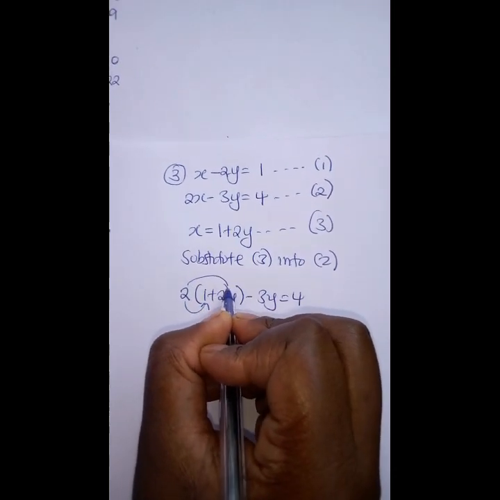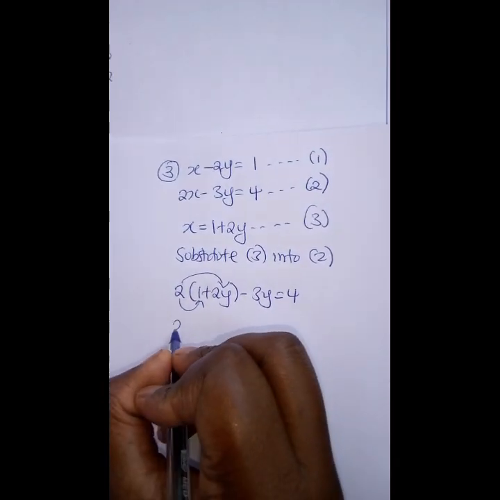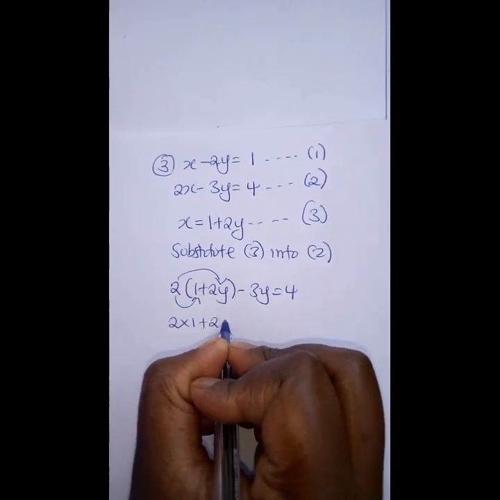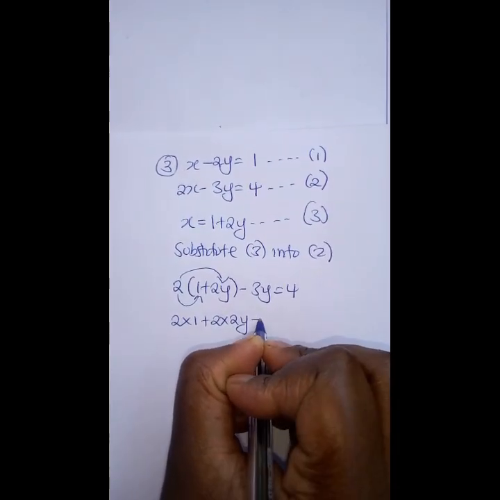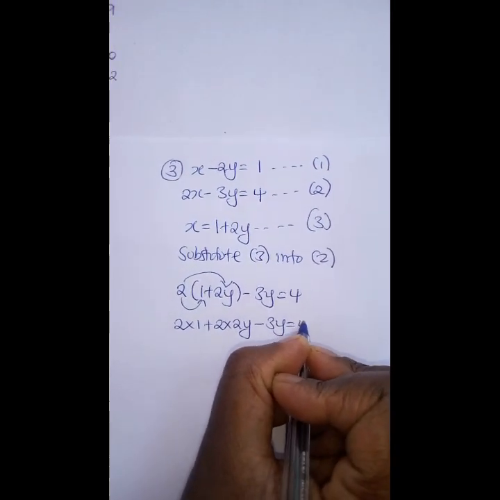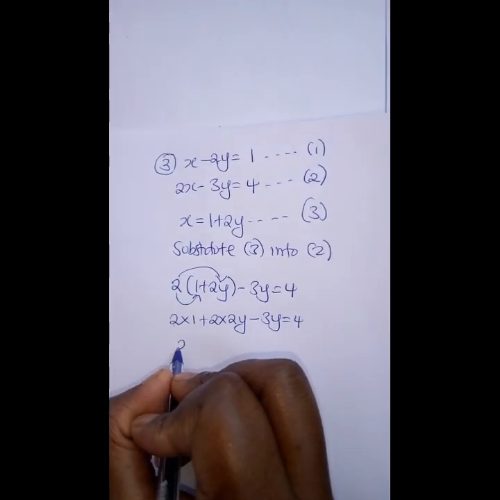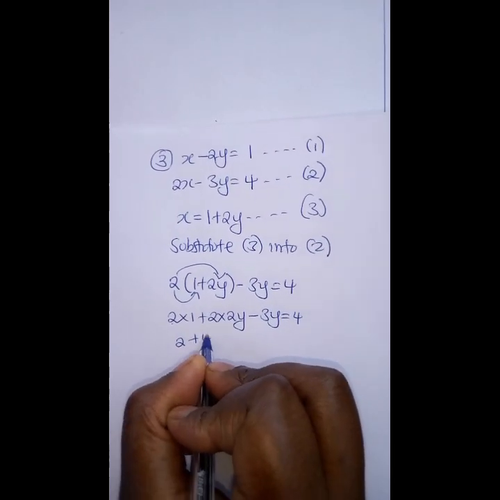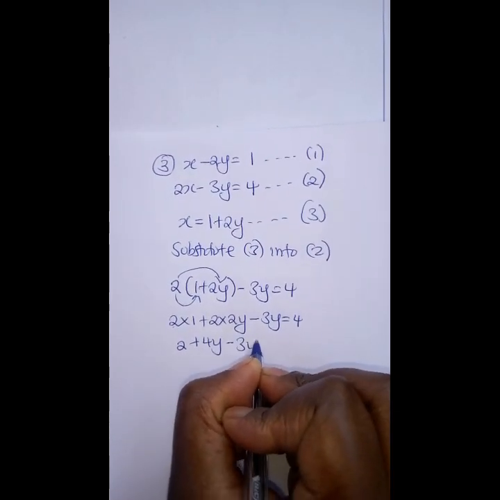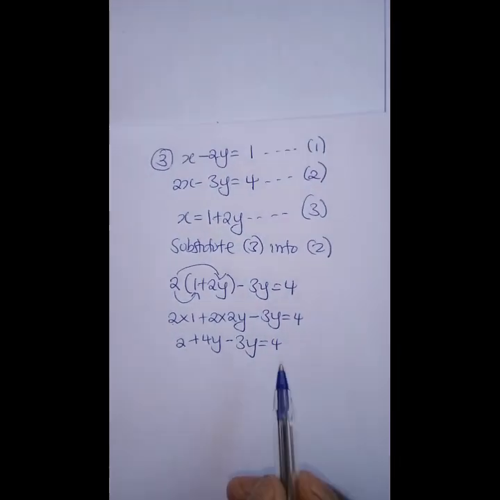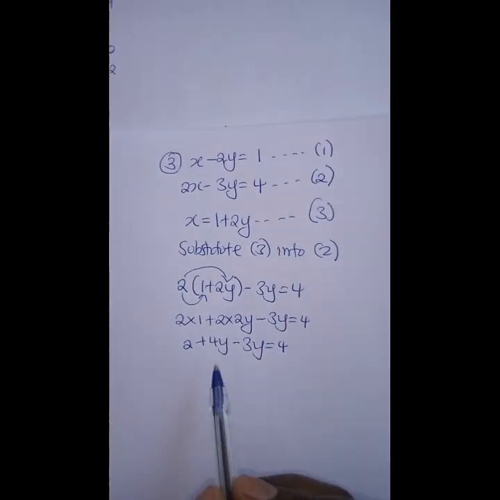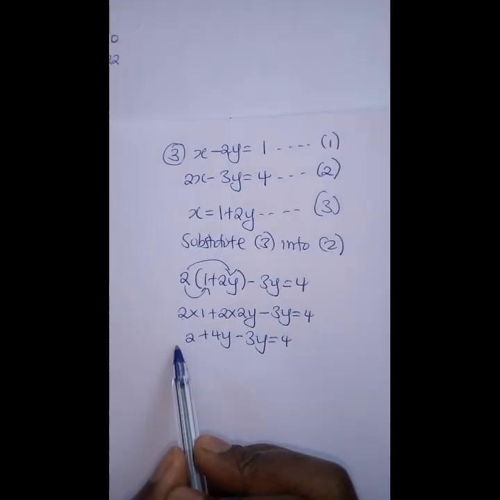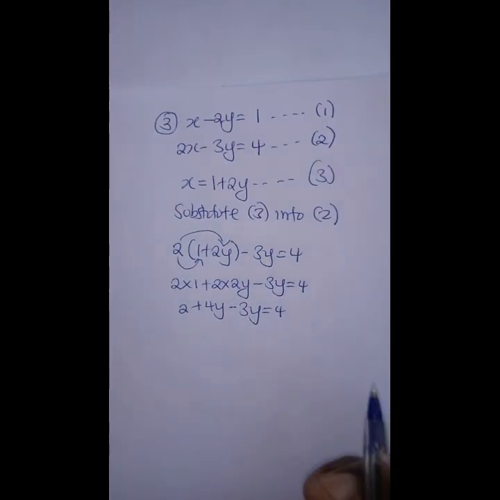Again, multiply this number by the last number. So it will be 2 multiplied by 1, plus 2 multiplied by 2y, minus 3y is equal to 4. 2 by 1 is 2. 2 by 2y is 4y, minus 3y equals 4. Let's group the like terms. This 2 will shift to the right, and when a number crosses the equal sign, it changes from positive to negative and vice versa.